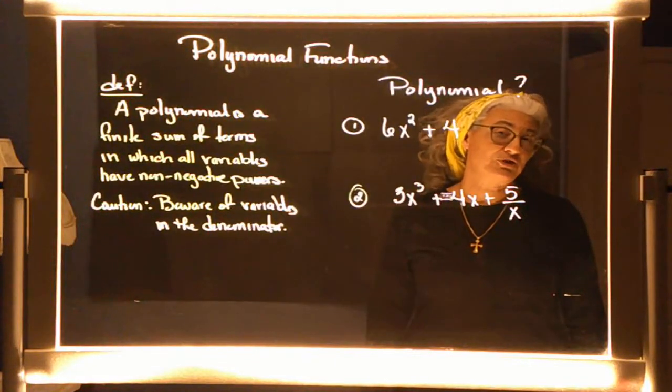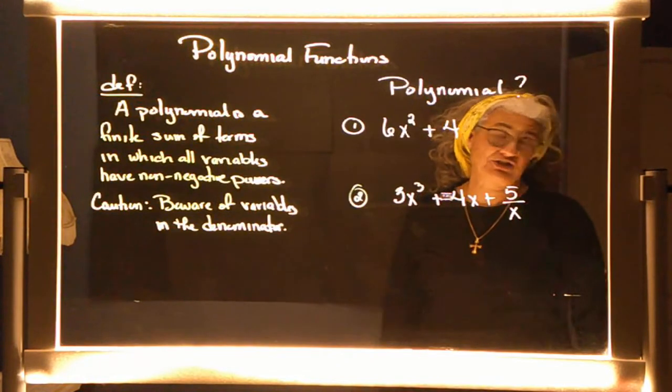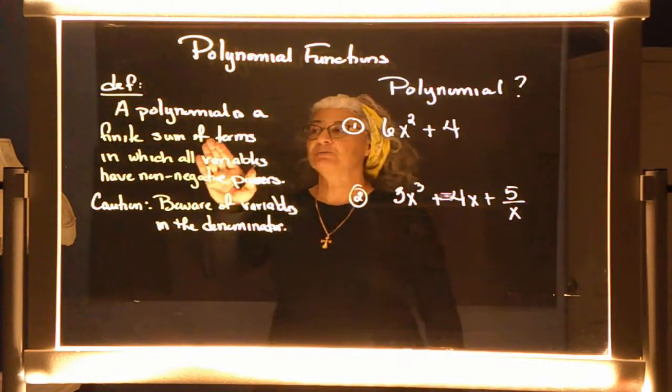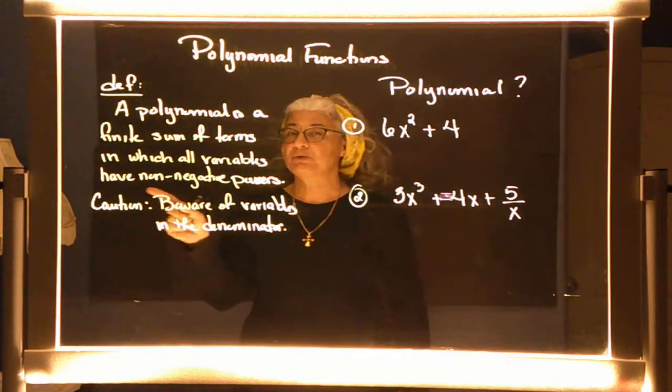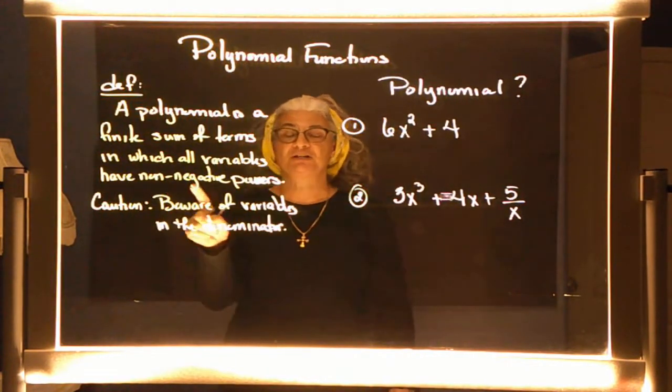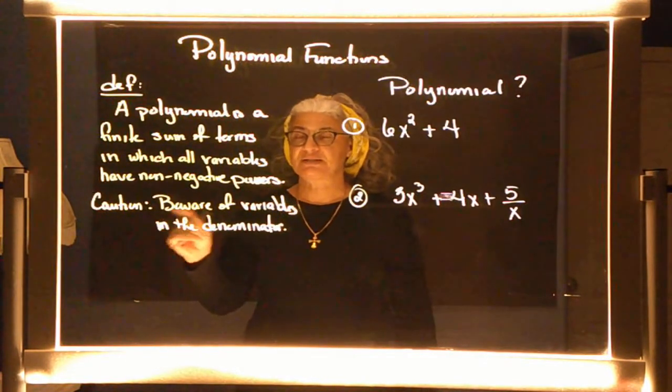Okay, so let's move on to a new topic called polynomial functions. First, let's look at a definition. A polynomial is a finite sum of terms in which all variables have non-negative powers. And then there's a word of caution here, so I'll get to that in a moment.